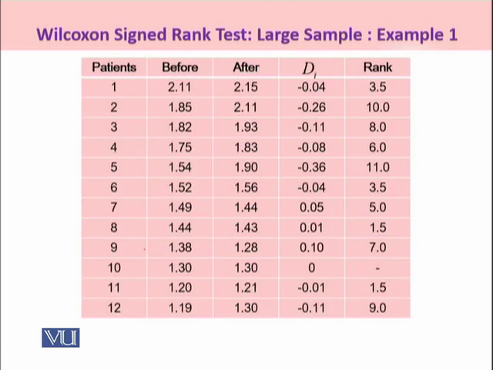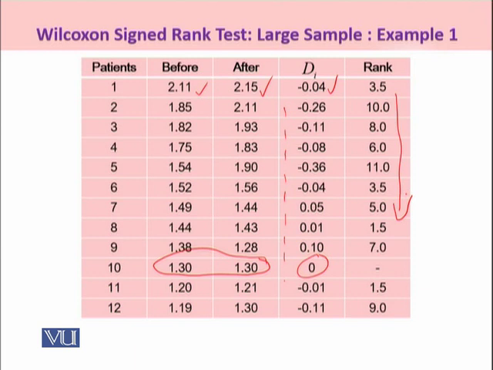So the first thing we need to do is to calculate the difference between the two values. So students, if you subtract 2.11 from 2.15, it gives a negative value, 0.04, as the difference. Similarly, you can calculate the differences for all the 12 values, and as you can see, the 10th value is exactly identical, so its difference will be 0 and this particular value will be eliminated from the total sample of 12. Now, what you have done first is assign absolute ranks.